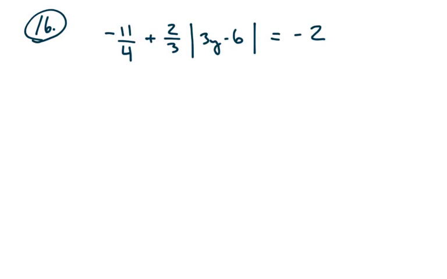Okay, so here's an absolute value question that includes fractions. We're going to go back to what we originally had done, which is that if you have fractions in the equation, you multiply by the denominator. That's going to get rid of the fraction.